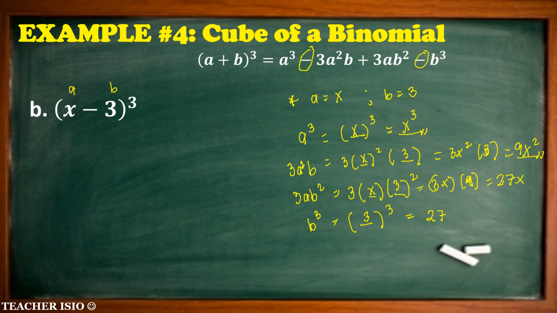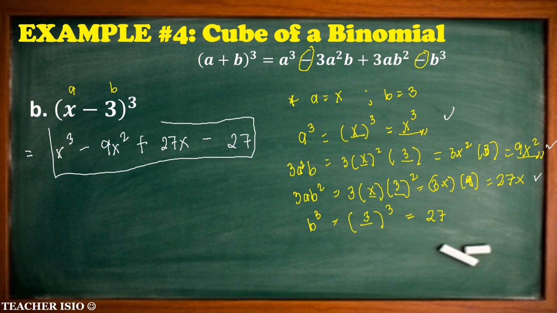Subtraction dapat yan na pag kinombine natin. So we have now x cube. Yan. Minus 9x squared plus 27x. Minus ulit. Minus 27. So here's now the answer.